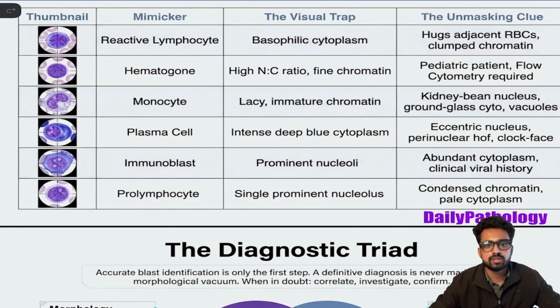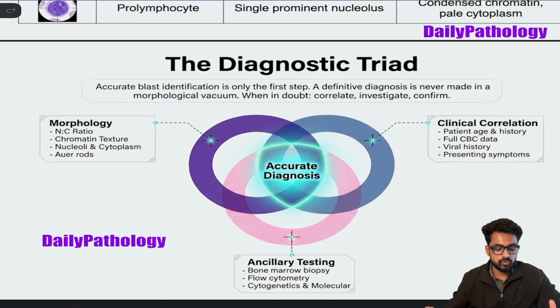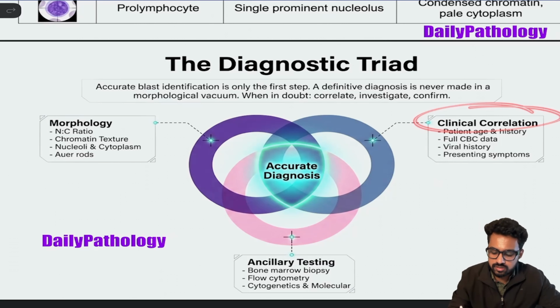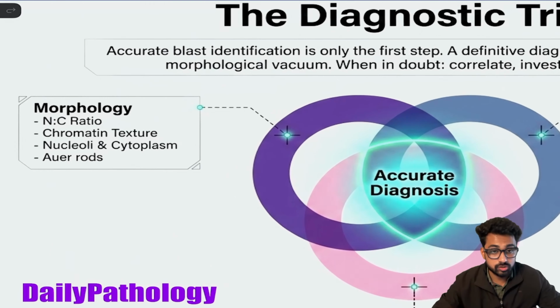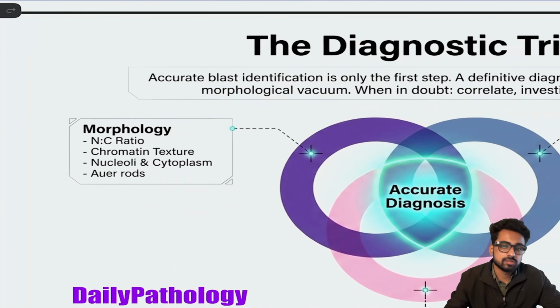Very important. Last but not least is the diagnostic triad. Accurate blast identification is only the first step and not the definitive diagnosis. We never make the definitive diagnosis only on peripheral smear examination. Always correlate with the clinical history, that is patient age, history of the patient, presenting symptoms, and full CBC data. Then morphology, of course, is important: high NC ratio, chromatin texture, nucleoli, and whether cytoplasmic rods are present or not. So this is very important.